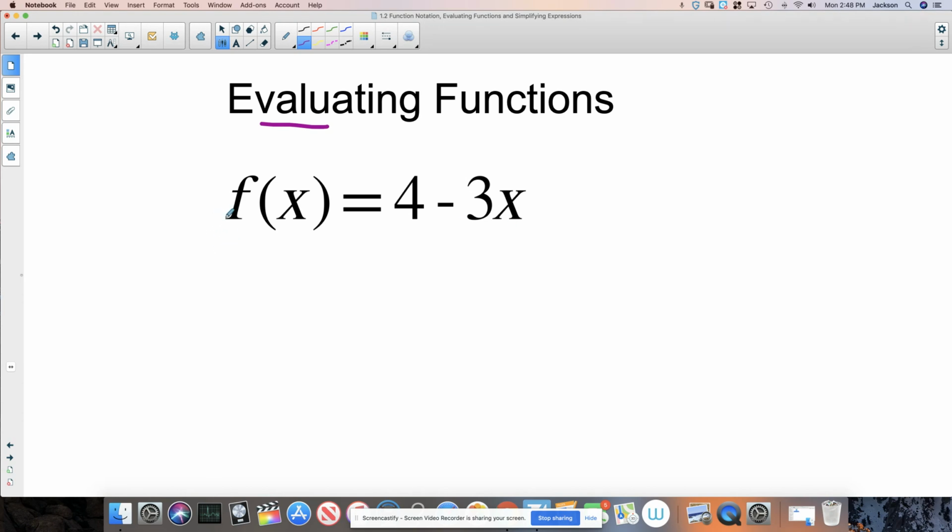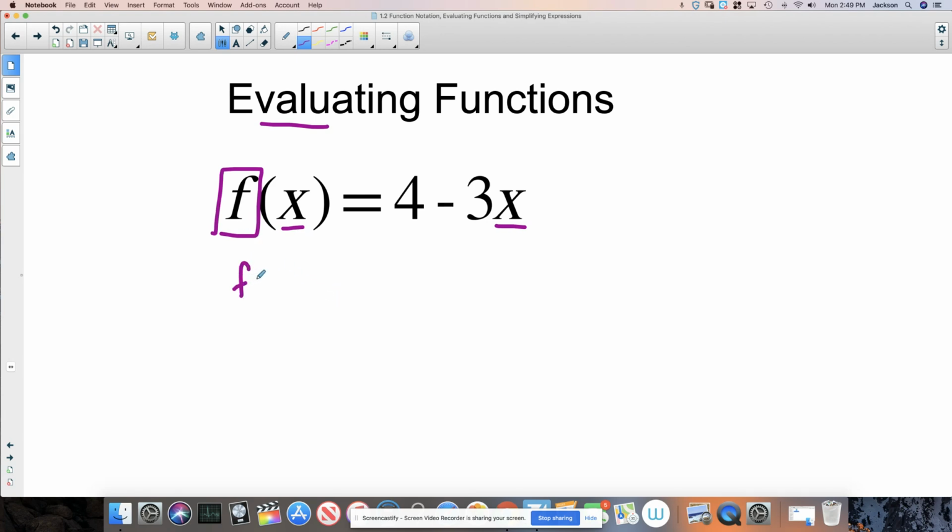So just to review, this is the function f. That is the name of this function. Whatever shows up in the parentheses here shows up in the function here. The function f in this example does two things. It takes the input and multiplies it by 3, and then it subtracts that product from 4. That's what f does. That's what that machine does, right?